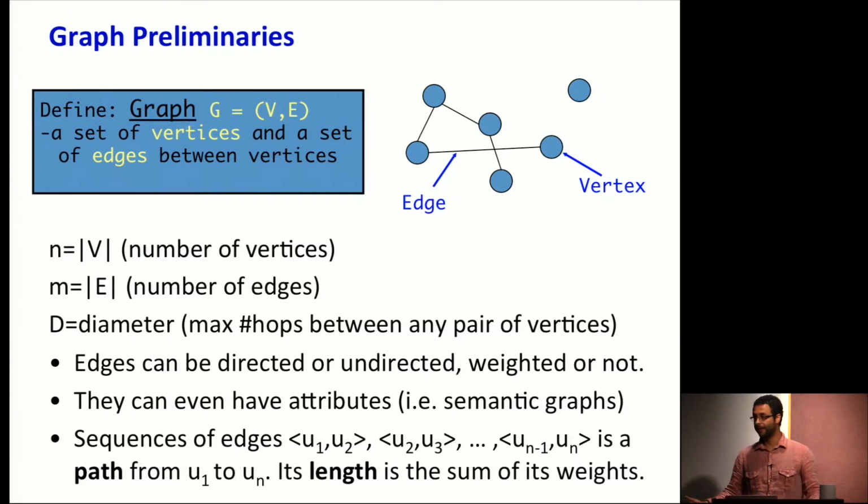So the edges in a graph can be weighted, unweighted, directed, or undirected, and there are specialized algorithms for different kinds of those graphs. And in fact, edges can have attributes, and then you can encode lots of auxiliary information in the graph by encoding that information in the attributes of the edges. Finally, another useful definition: a sequence of edges where the end point of the first one is the beginning point of the second one, and so on, is a path from U1 to UN, and the length of a path is the sum of all of its weights.